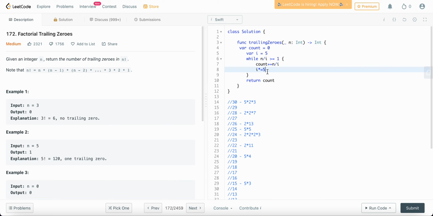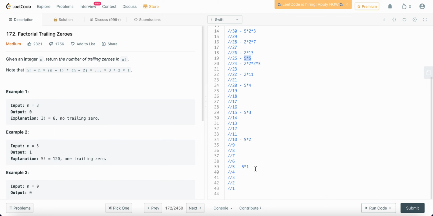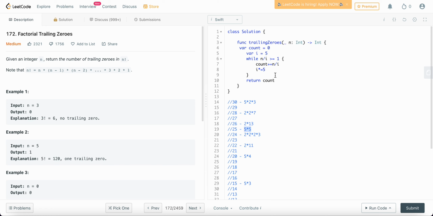Then it will become 5 into 5, 25. Then 30 divided by 25 is again greater than or equal to 1, so it will come into the loop again and find the number of 25s in it, which is 1. So 6 plus 1 gives us 7, or we can say 1, 2, 3, 4, 5, 6, 7. Then it will become 125, and 30 divided by 125 is not greater than or equal to 1, so it will come out of the loop and return the count.